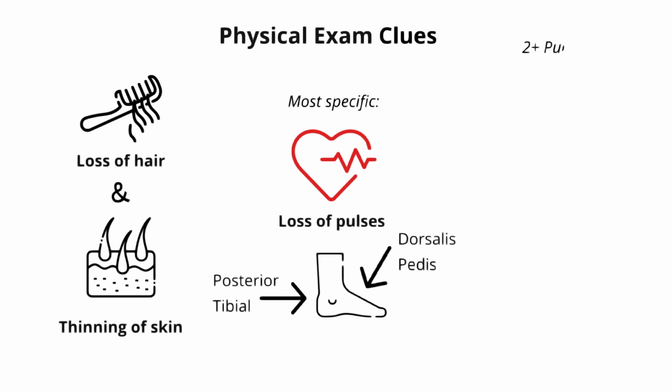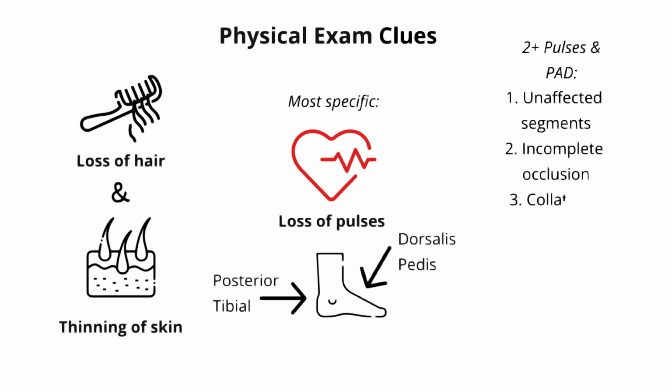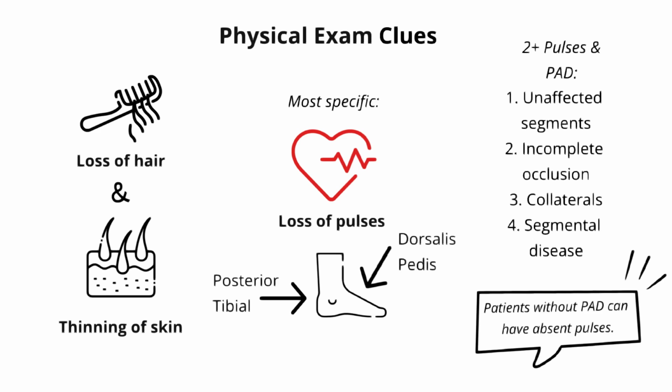Patients with 2+ pulses can still have PAD for a number of reasons, including unaffected segments, incomplete occlusions, collateral circulation formation, or segmental disease affecting only parts of the arterial tree. Another key reason why the absence of a pulse is not sensitive is that even healthy people can have absent dorsalis pedis pulses and not have PAD.